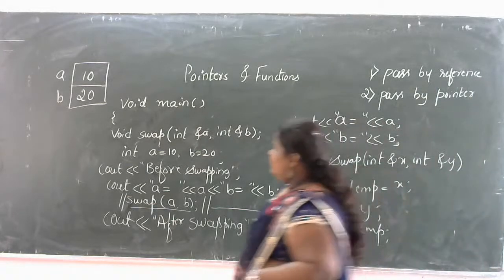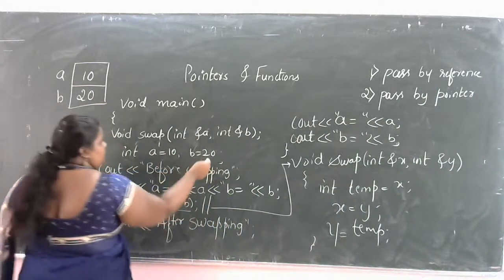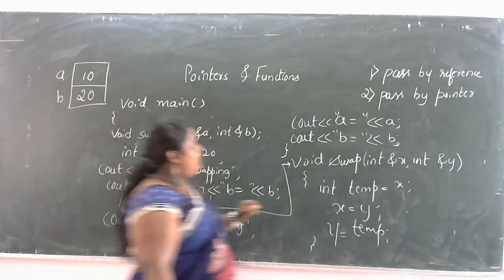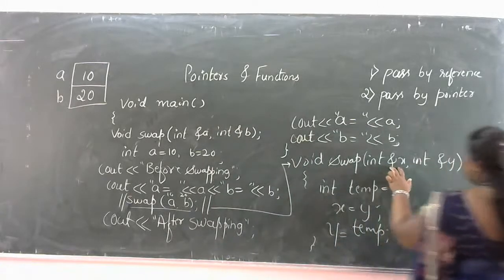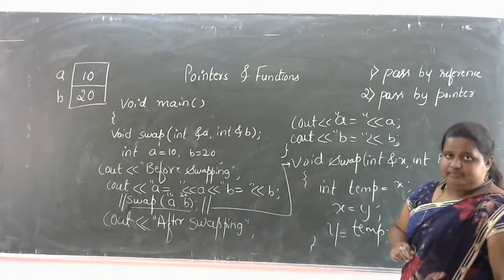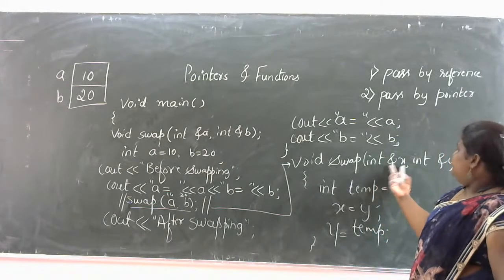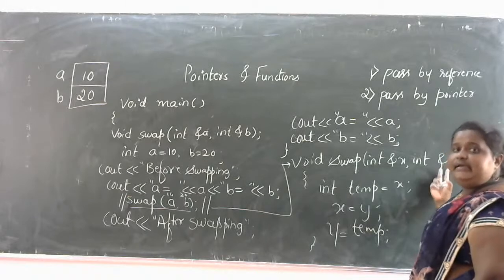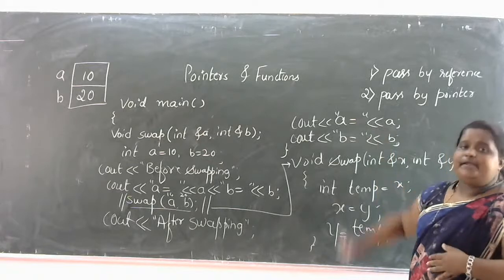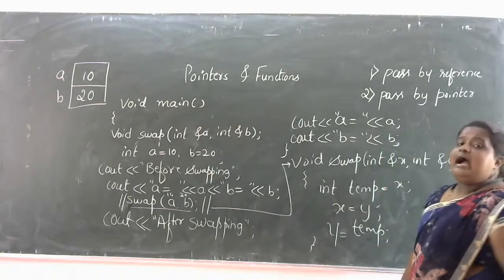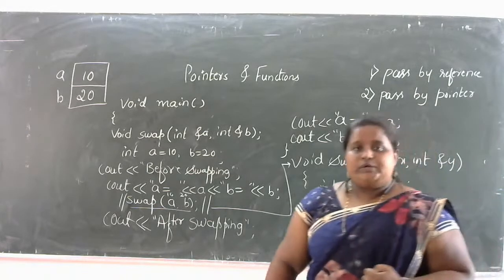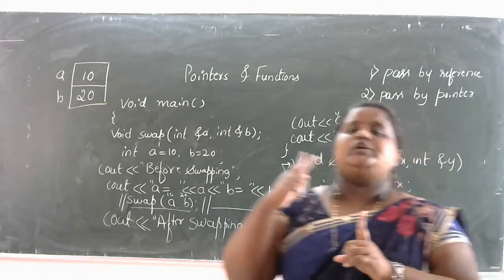You are passing the value of 10 and 20. 10, 20 means A and B, right? Here &x and &y are references to your A and B. They are references, which means these are the alias names for your A and B. It is similar to one person with two names.